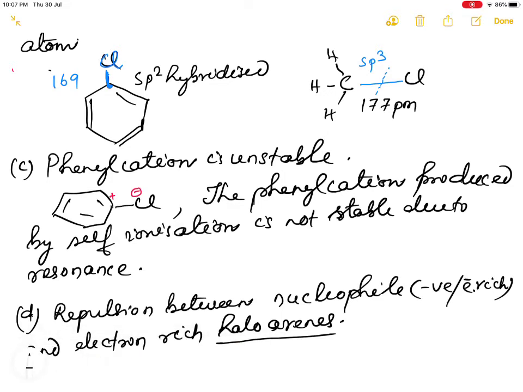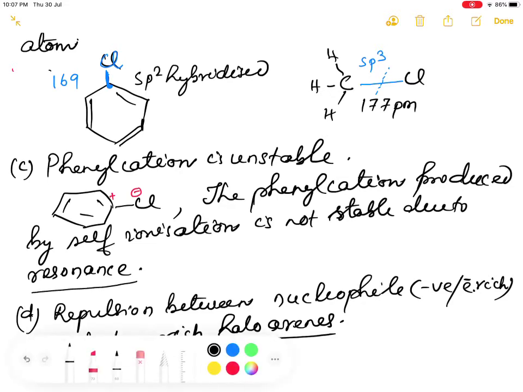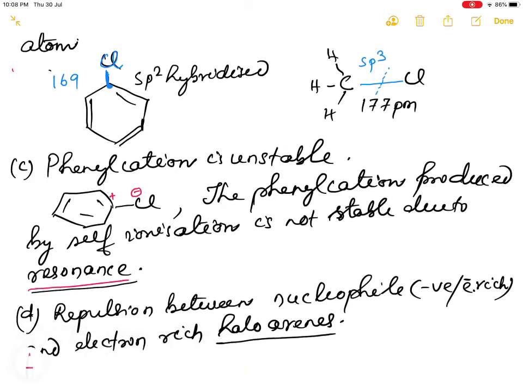The phenyl cation produced by self-ionization is not stable due to resonance. So substitution nucleophilic unimolecular reaction is ruled out over here. Chlorobenzene does not show SN1 reaction easily.